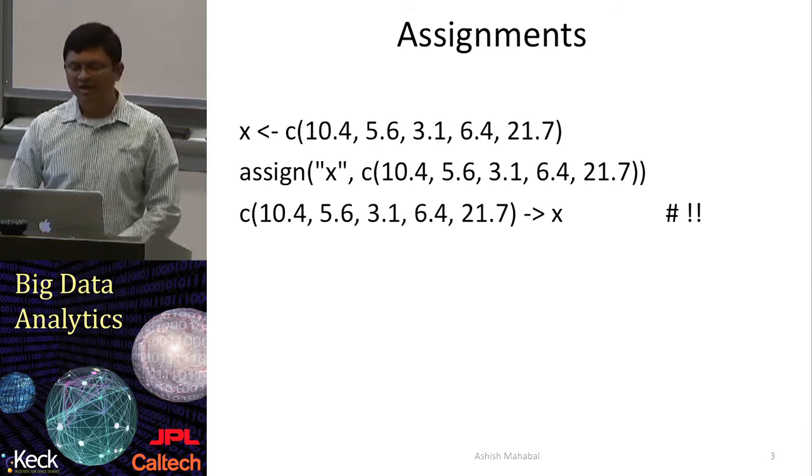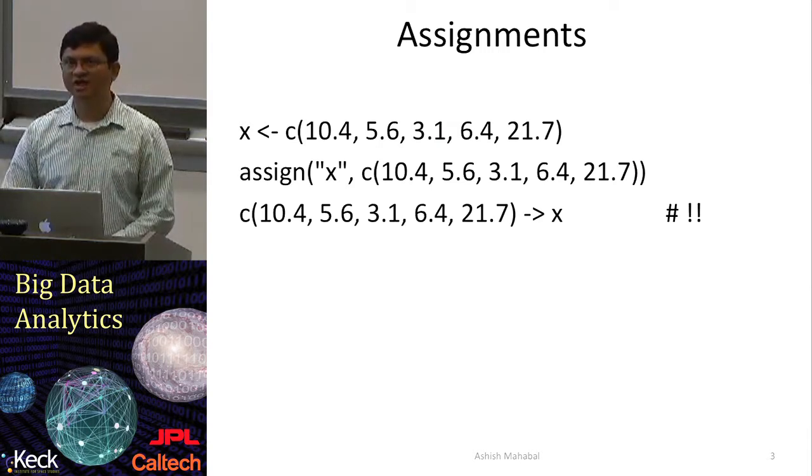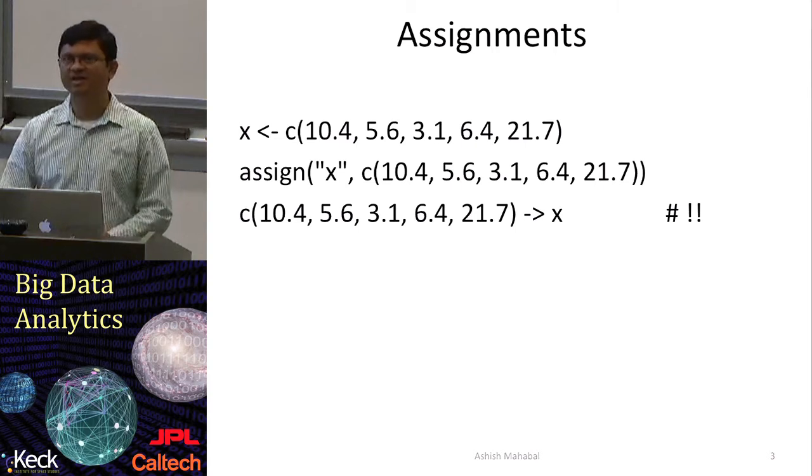Then again, we can assign entire vectors using combine. So we saw this example before, how you can assign several different values using combine to variable x. What is actually happening here is that a specific function called assign is being called, and the function assign takes two arguments.